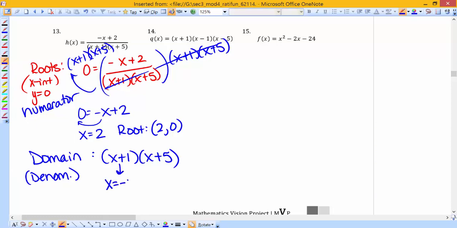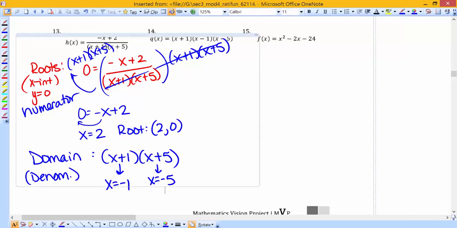Oh, if x were to equal negative 1, that's 0. What makes this number 0? A negative 5. So it's just like you're solving for roots. Same thing, but we're looking at the denominator. So these are the values that make the denominator 0. If I plug in negative 1, plus 1 is 0, which makes the whole denominator 0. If I plug in negative 5, plus 5 is 0, which makes the whole denominator 0.